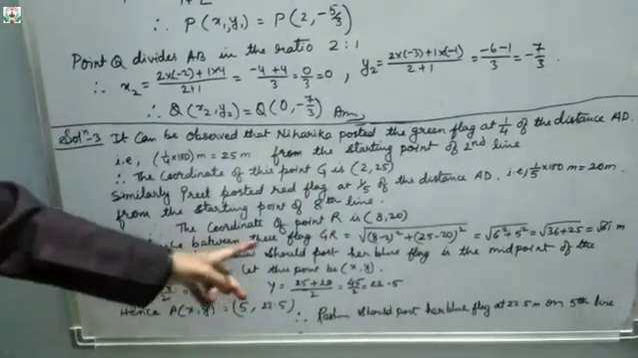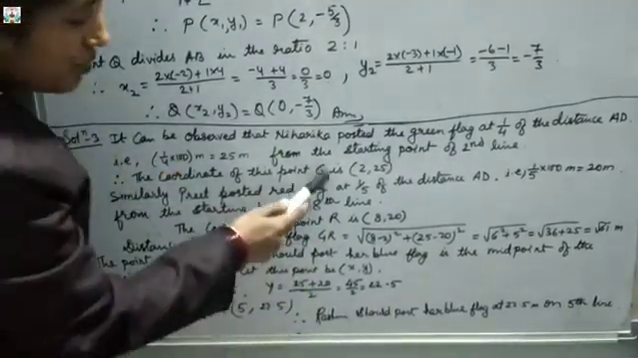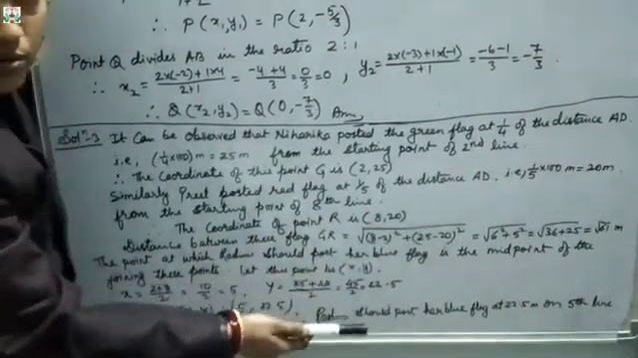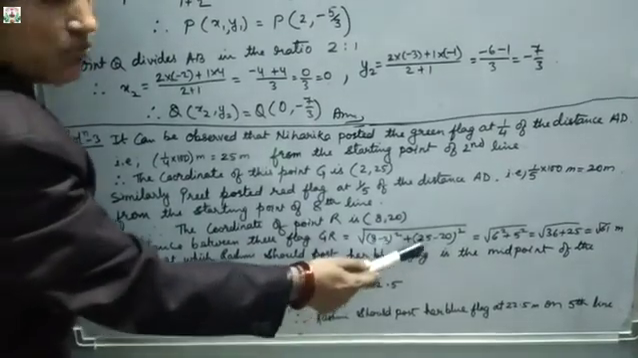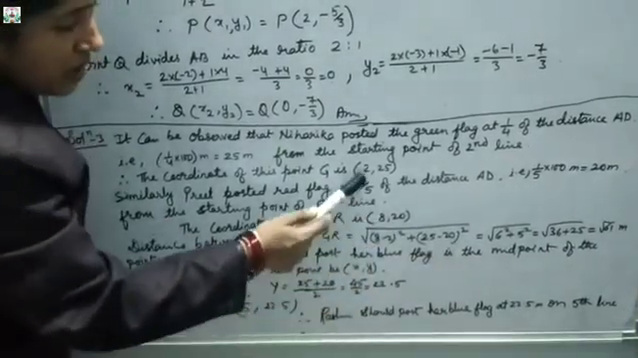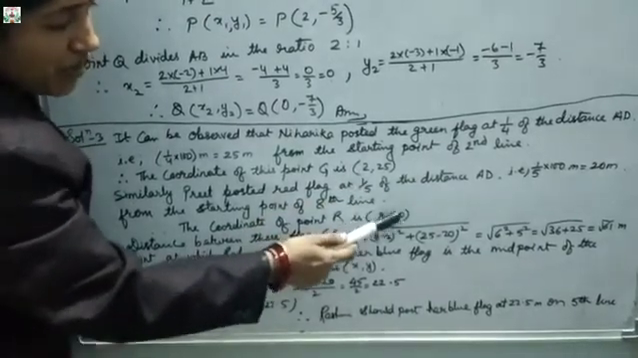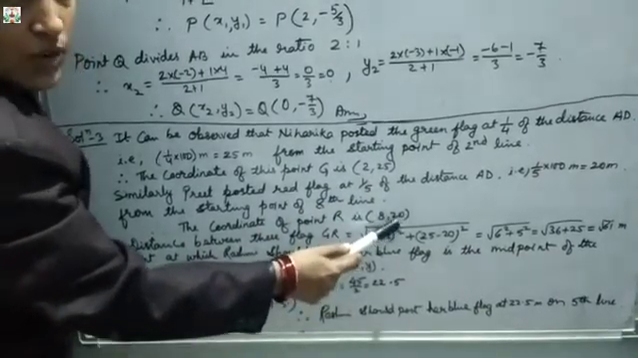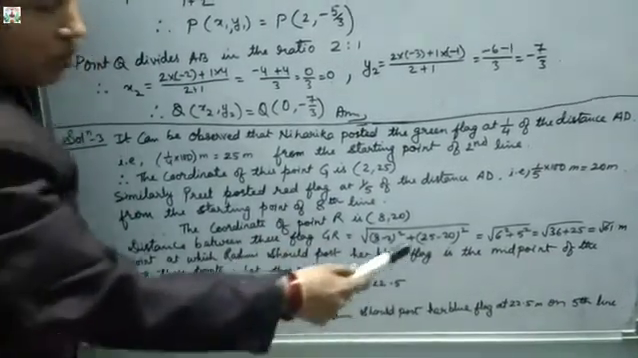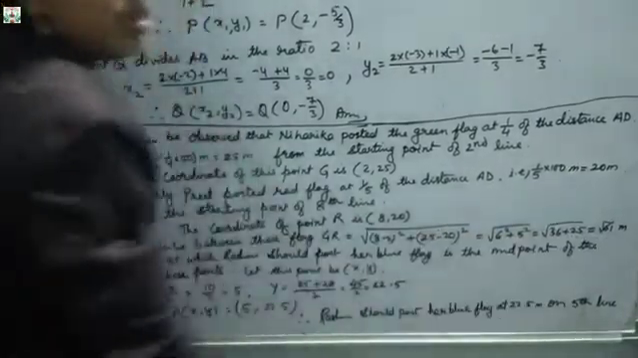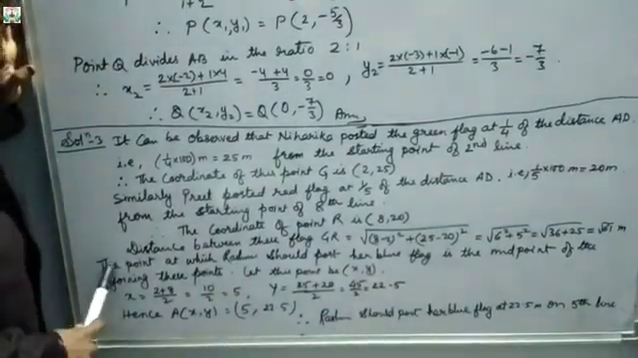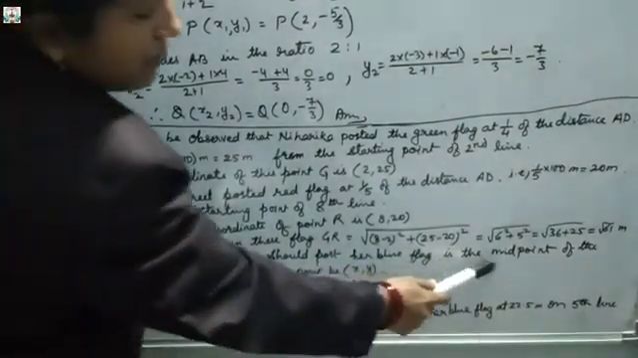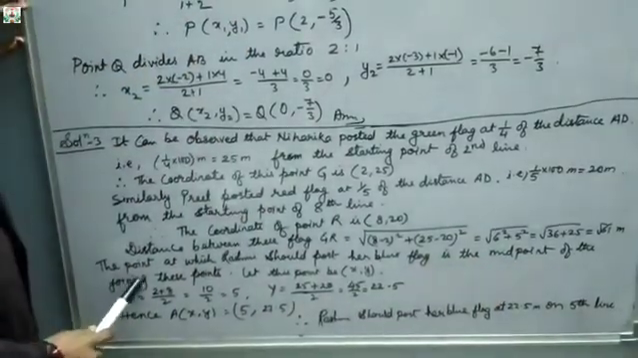Now the distance between the flags, GR, means the distance between points G and R. How much will it be? It equals the square root of, by the distance formula we know, x2 minus x1 whole square plus y2 minus y1 whole square. Here we have x1, y1, x2, y2 points. Put those in and you will get root 61 meter.